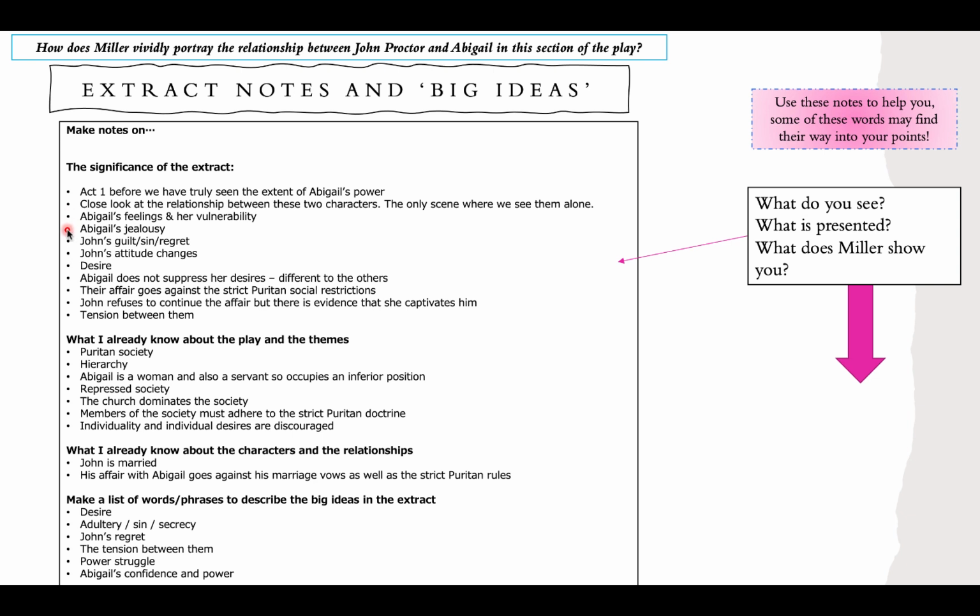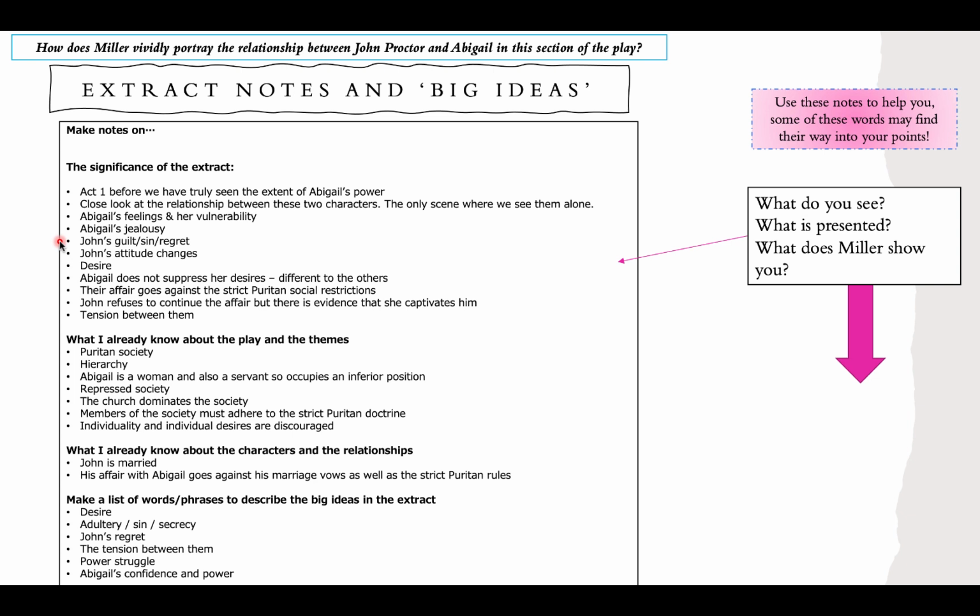We also begin to get a hint of Abigail's jealousy. Obviously this is developed immediately after this extract, but that's not what we've been given. So we do just get a snippet of Abigail's jealousy here. We also get a sense of John's guilt. We see what his sin is, but we also see how he starts to regret that.